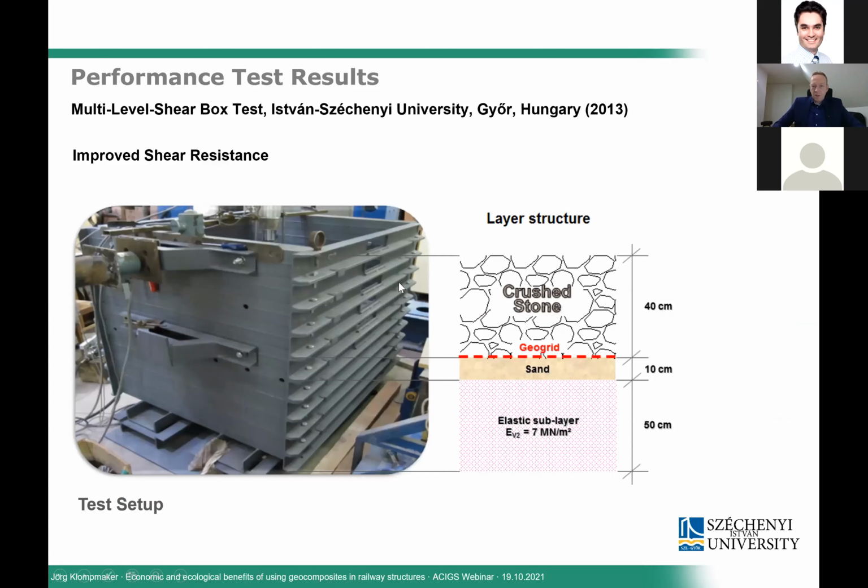Here we can see the box and the typical cross-section. As I said, 40 centimeter of ballast was positioned on a sand leveling layer. Between the sand and the aggregate, we have the geogrid. And below, we have simulated a soft subgrade with an EV2 of 7 meganewtons per square meter.